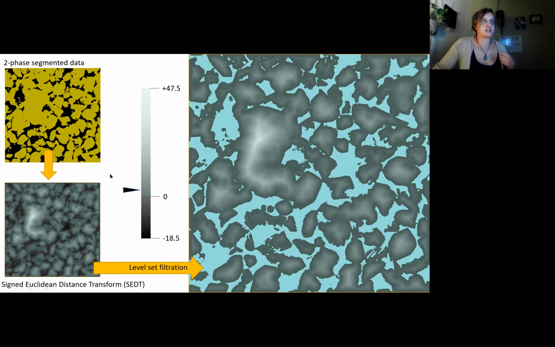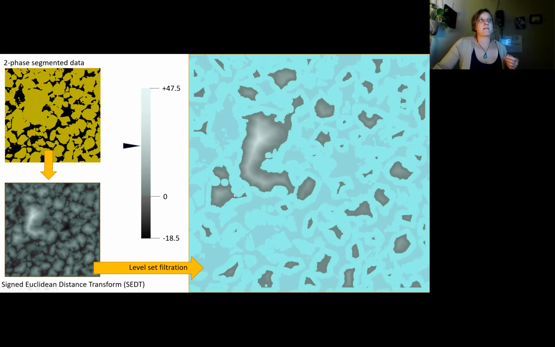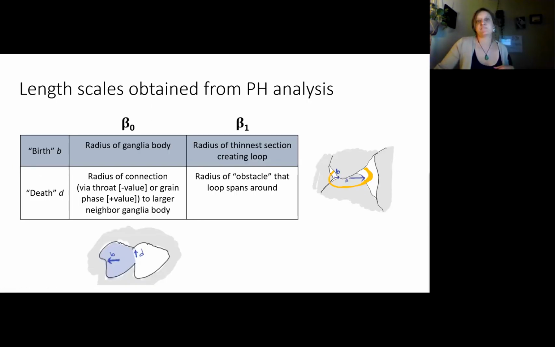As this continues, we start to move into the positive distance values, so we're moving into the grain phase. Throughout this whole process, we're keeping track of the distance values where these Betti 0 features and these Betti 1 features first appear, and also the distance values where they cease to maintain their topological structure. In that way, we can keep track of the length scales over which these different topological structures persist. So we end up with 2 critical length values for every topological feature.